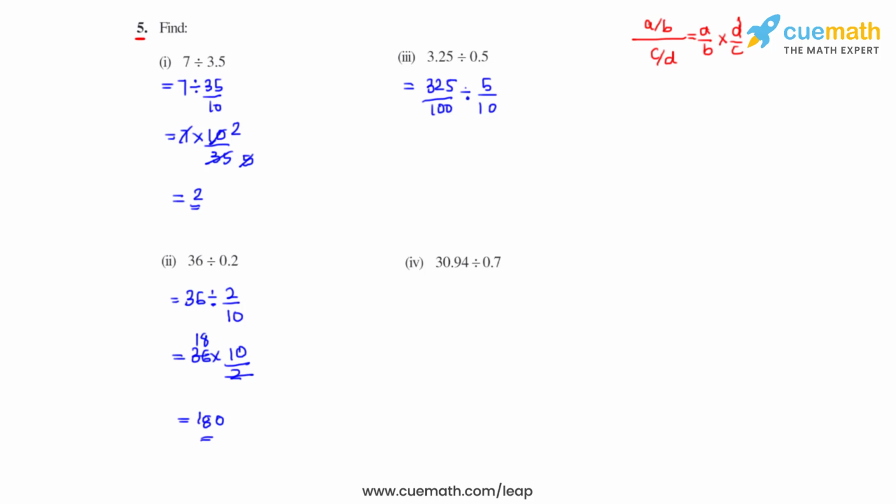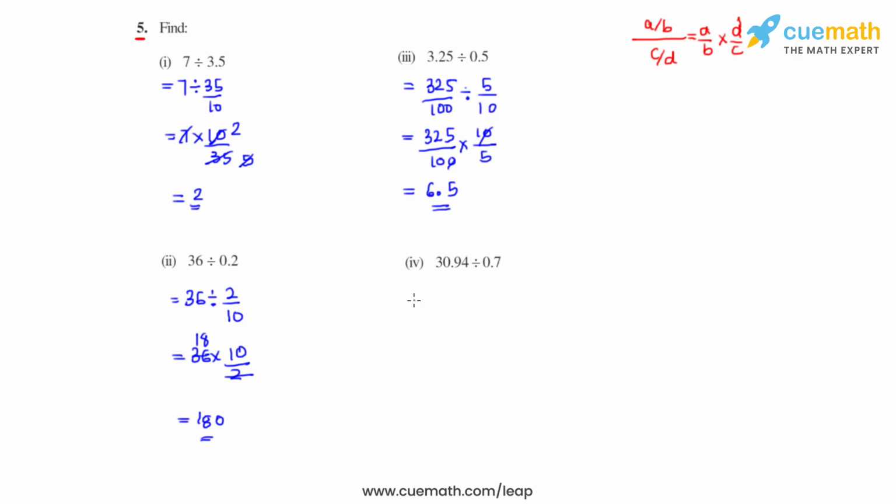Going by the same method, here we will write it as 325 divided by 100 multiplied with the reciprocal of 5 by 10, which is 10 by 5. We can cancel out 0 and 0. 325 on division by 5 gives us 65. 65 on division by 10 gives us the final answer as 6.5. So the answer for the third bit is 6.5.